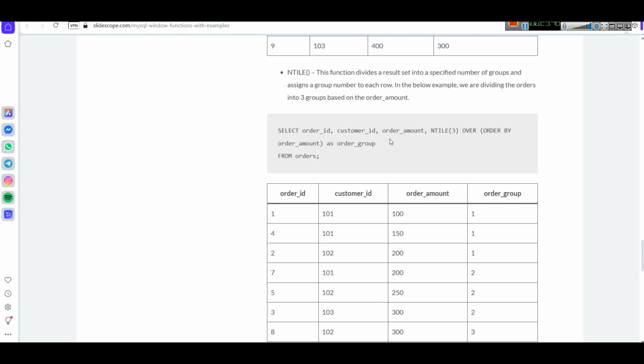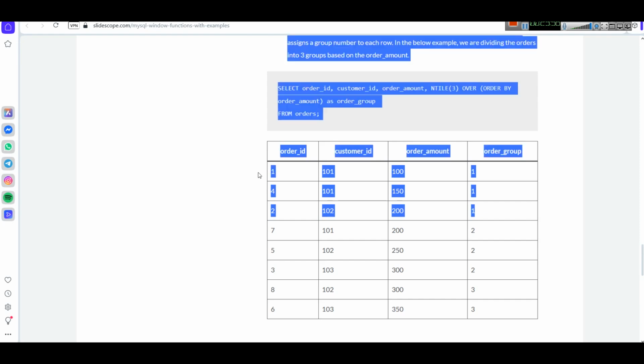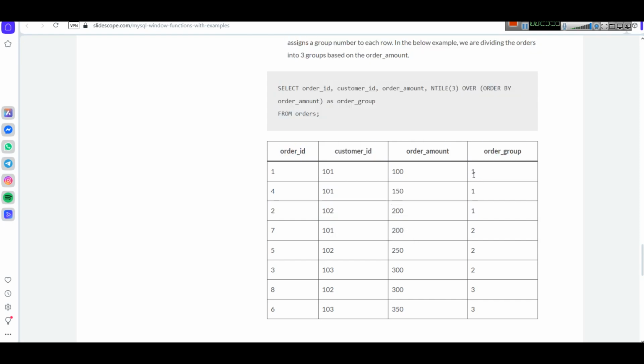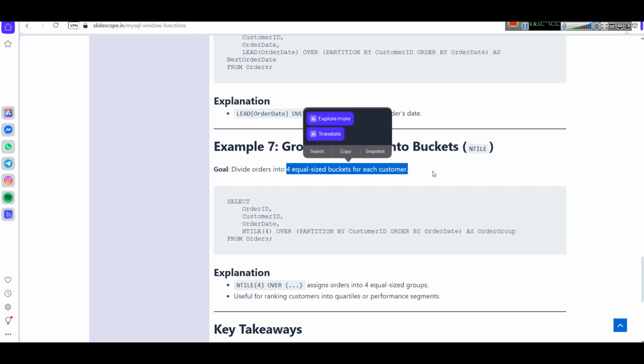from orders. So basically what we are saying is, if you write NTILE 3, it will take the first 3 rows and give them group number 1, the next 3 rows group number 2, and then the other values group number 3. So this will order on the basis of the NTILE value, whatever is given inside NTILE. Let's see another example. Divide orders into 4 equal size buckets for each customer.